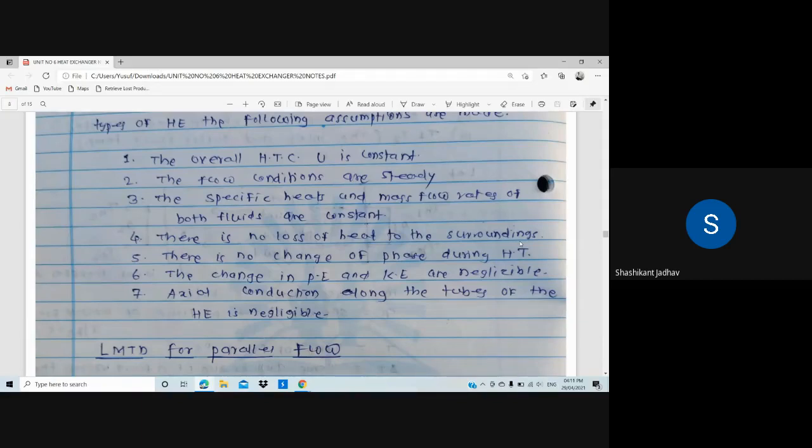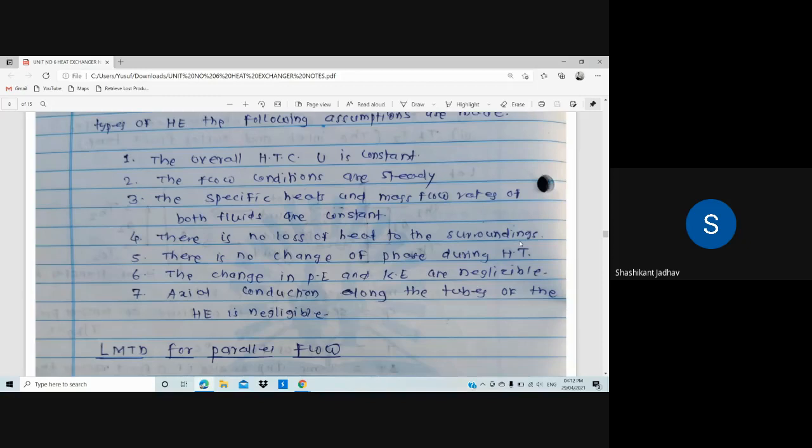Okay. The fifth assumption: there is no change of phase during heat transfer. We do not consider any change of phase. So write down the next assumption: there is no change of phase during heat transfer.